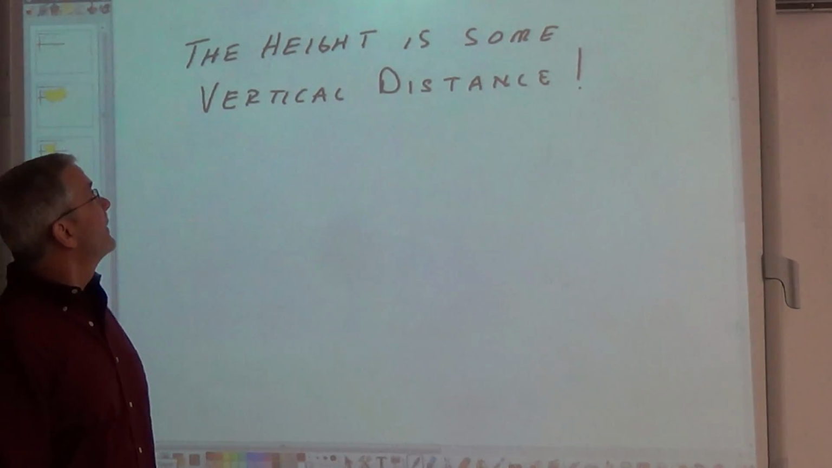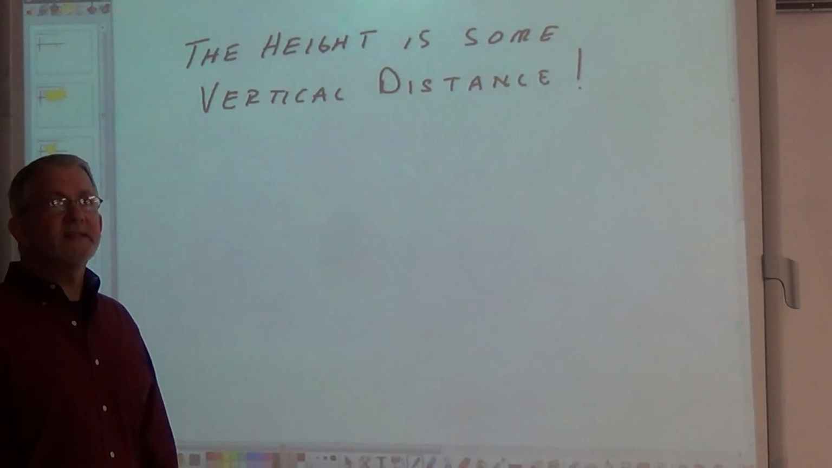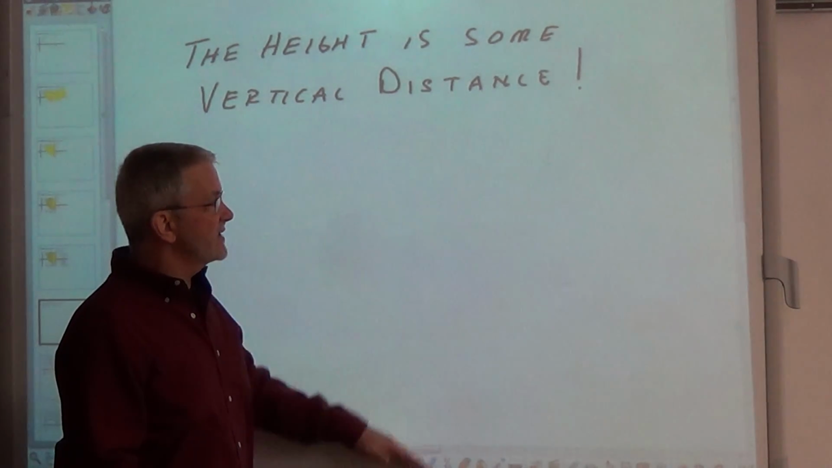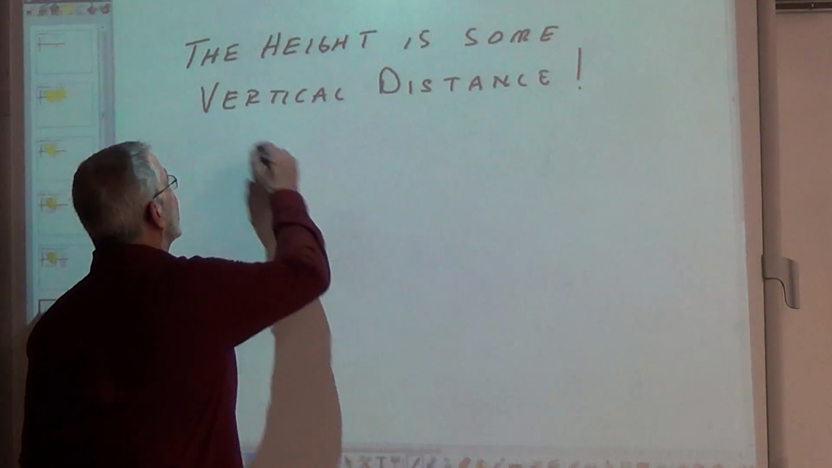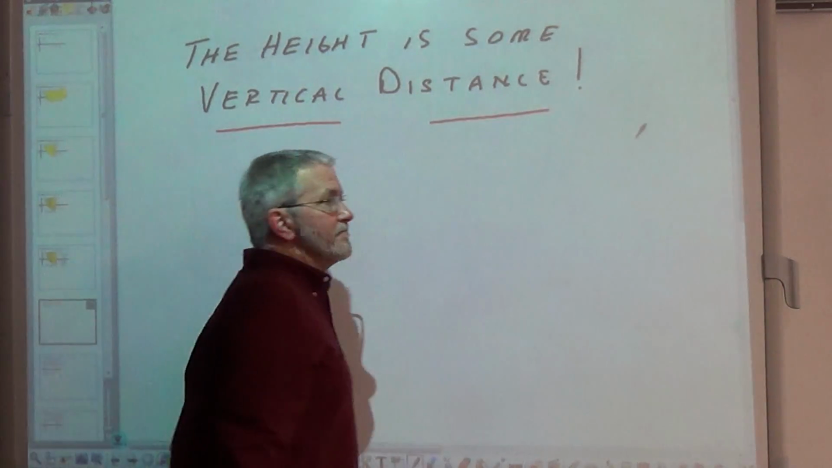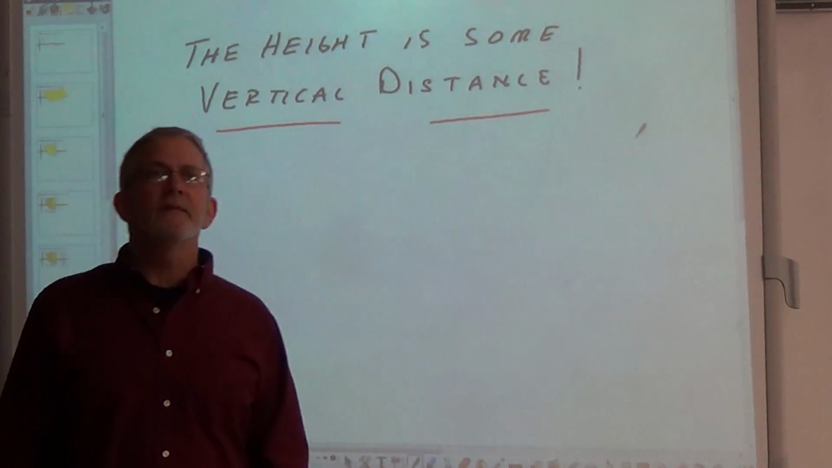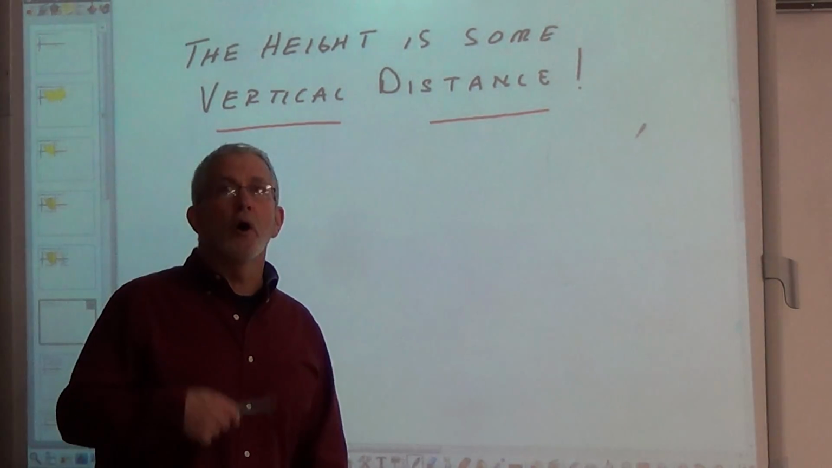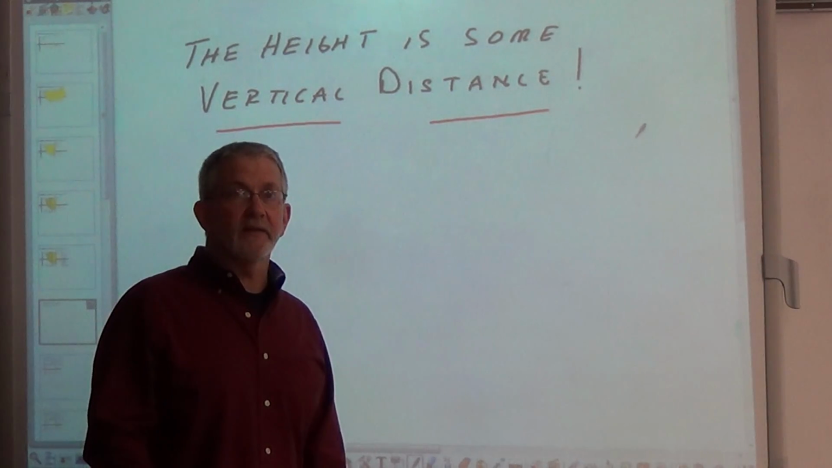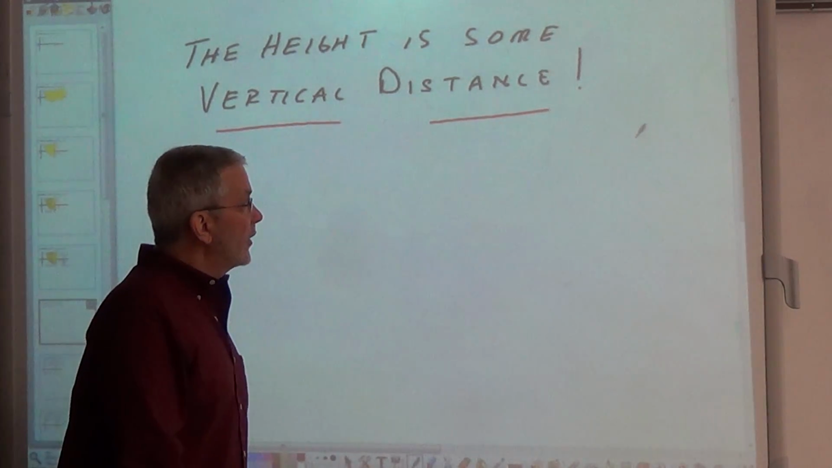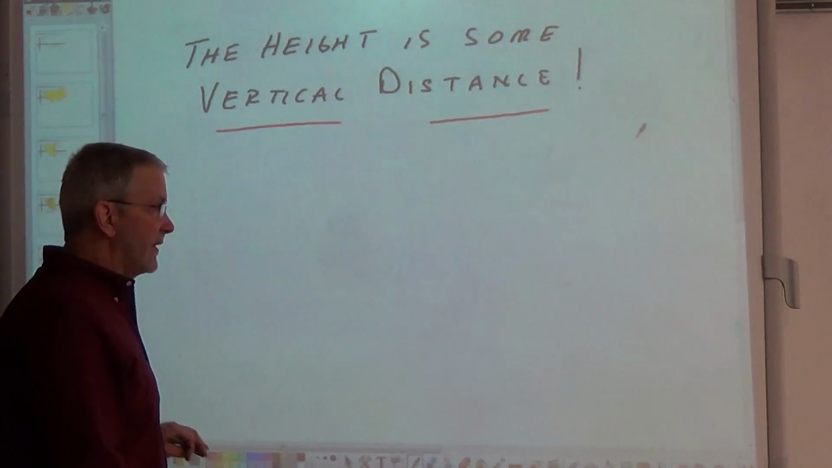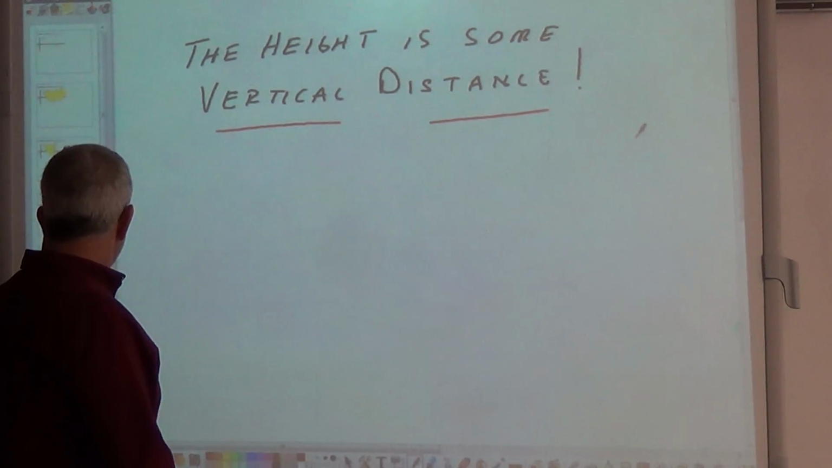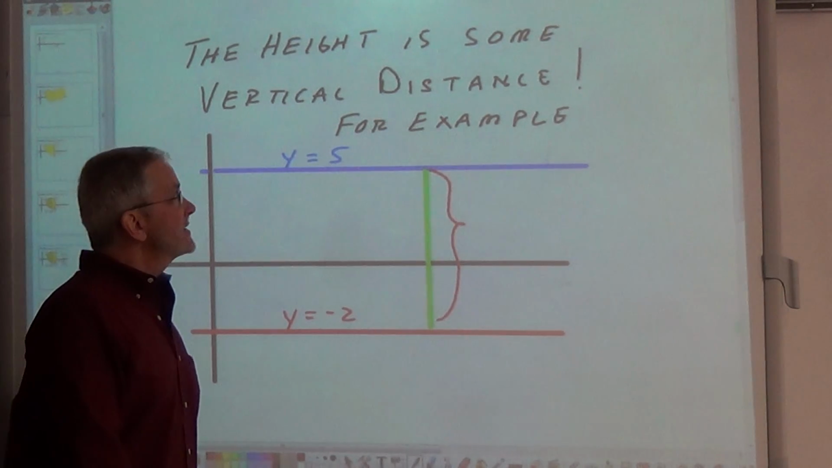The height is some vertical distance. This concept of vertical distance is going to be very useful when we start revolving things and finding volumes of solids, when we rotate areas about particular lines. But here we're back to finding the vertical distance. The height is some vertical distance.